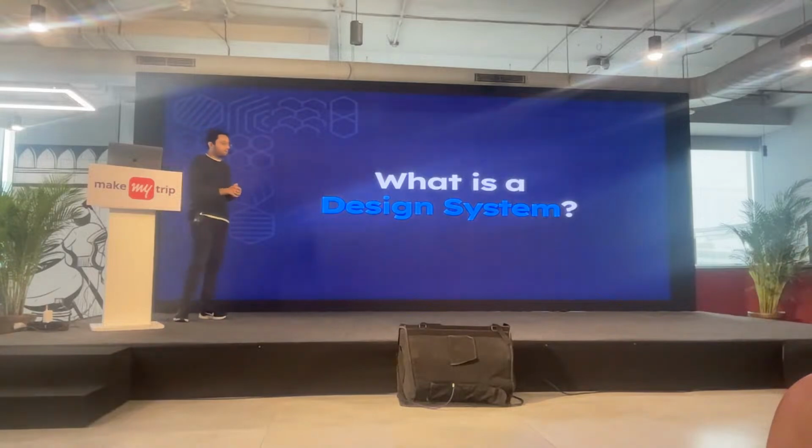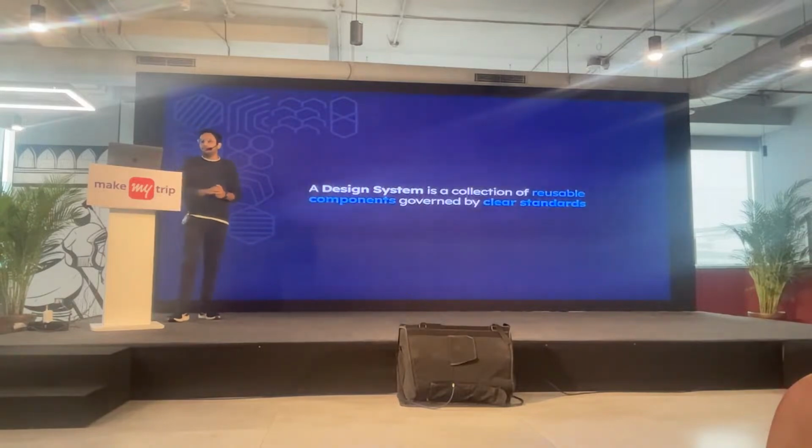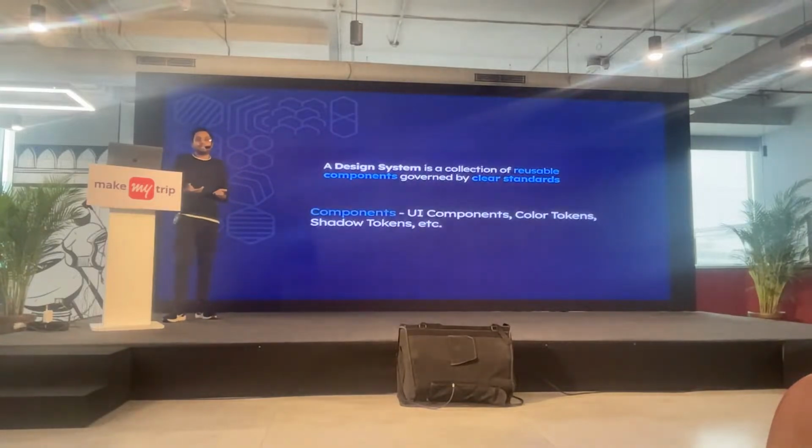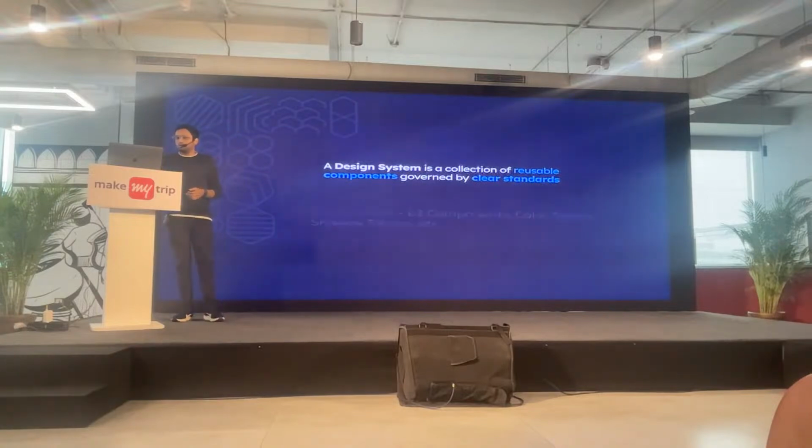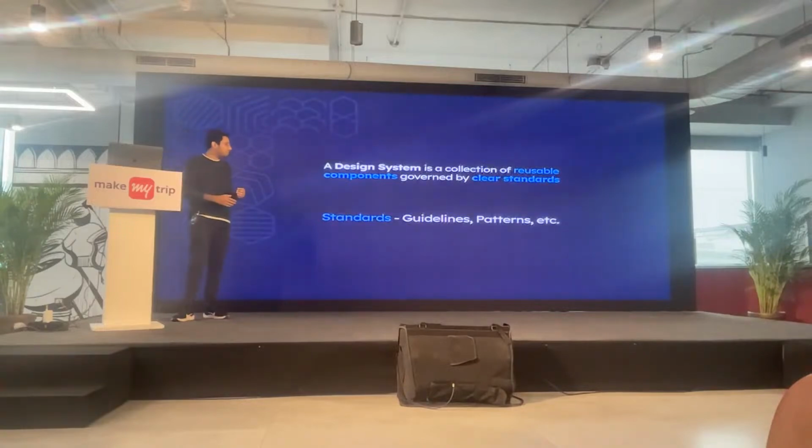So even before we get into the rest of the talk, let's do a refresher on what a design system is. Like you heard a little bit earlier, a design system is a collection of reusable components governed by clear standards. But what does that really mean? Reusable components can be your UI components, like a button or a text input or a drop-down, or it could be your tokens, like your color tokens or your shadow tokens, even border tokens. And these reusable components are governed by clear standards. These standards could be your guidelines and patterns that together form the design language of your brand.